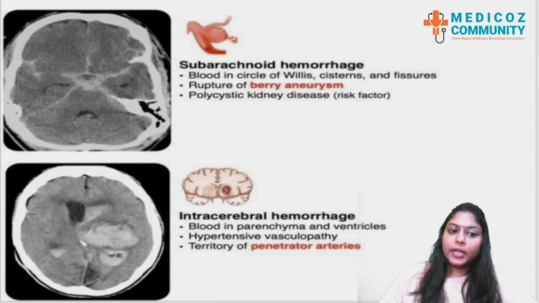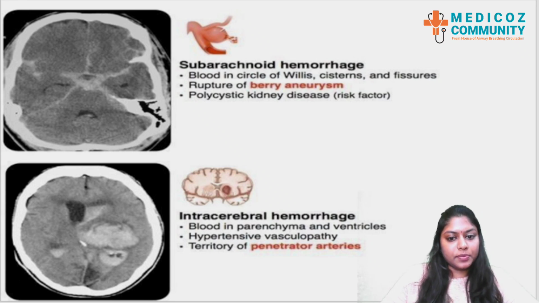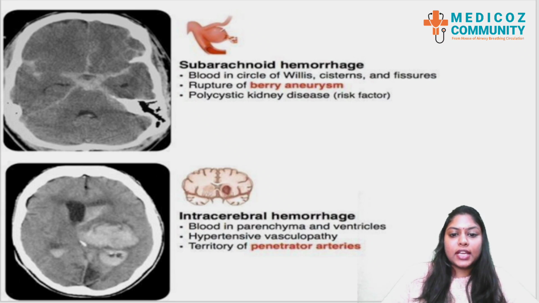Next, coming to subarachnoid hemorrhage, the blood is seen in the circle of Willis, cisterns, and the fissures. It is generally due to rupture of a berry aneurysm, and polycystic kidney disease is a risk factor. The source is arterial here, that is, the berry aneurysm is nothing but an arterial aneurysm which is ruptured. The most common sites are the terminal ICA, MCA bifurcation, and top of basilar artery.